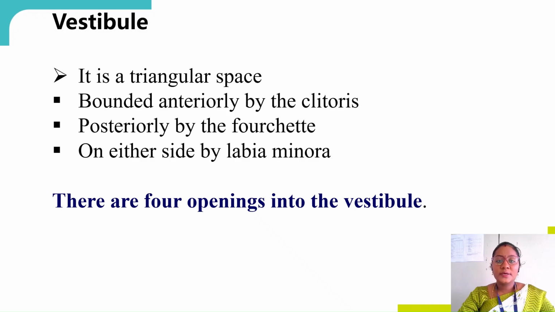So next one is the vestibule. The vestibule is a triangular space bounded anteriorly by the clitoris, posteriorly by the fourchette, and on either side by the labia majora. I will draw the image here for clarity. So this is the part.